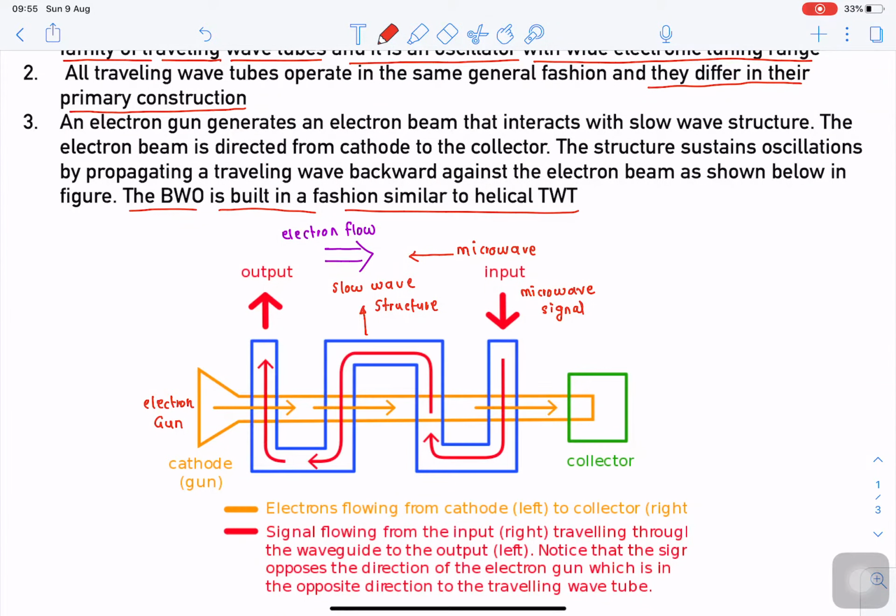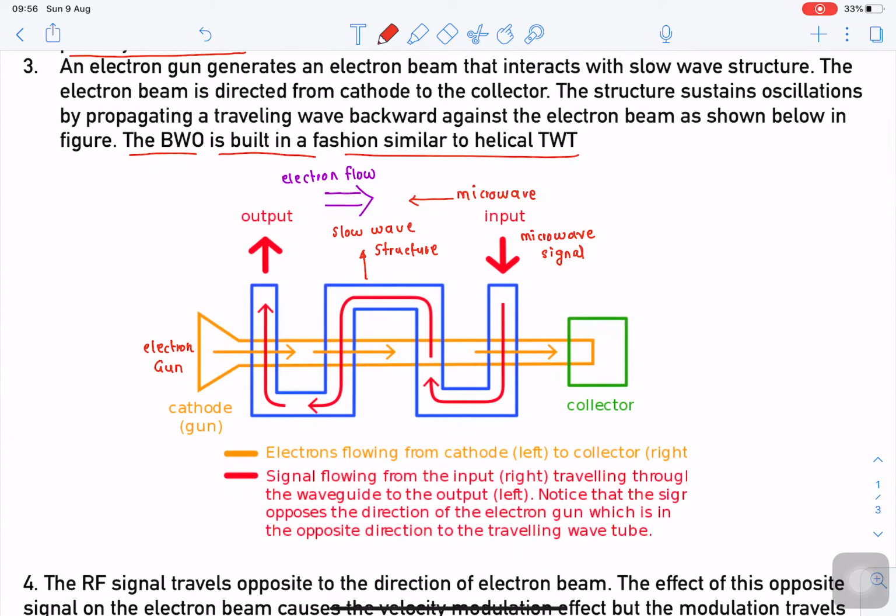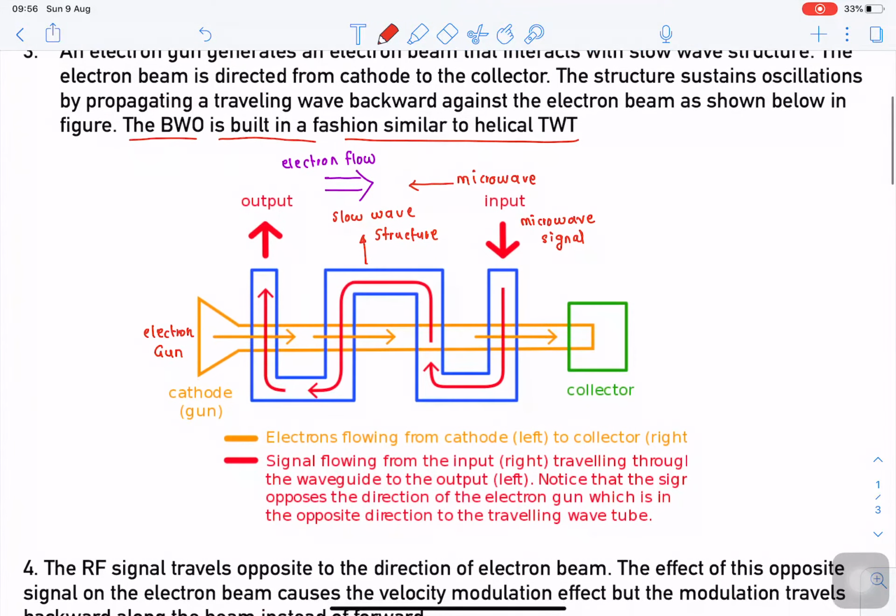So essentially, why is the name backward wave oscillator? Because the momentary microwave signal which we introduce in order to start the oscillation travels in the opposite, backward direction. That's why this particular tube is called a backward wave oscillator. Please remember that this tube is also called by another name, carcinotron.